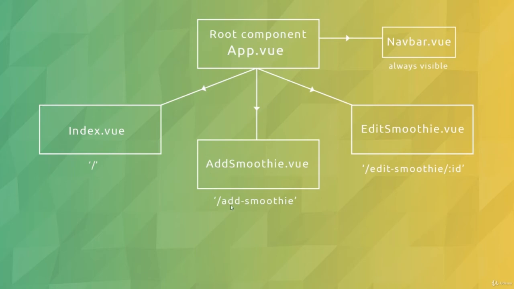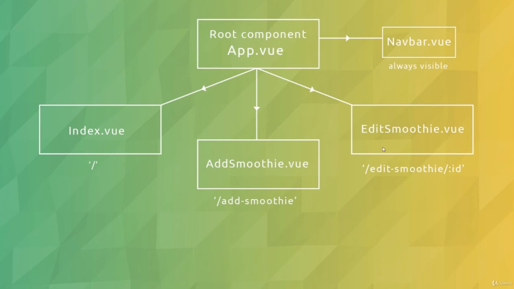The second component will be the add_smoothie.view component, and this will kick in when we go to /add-smoothie. So this will essentially be a form that a user can input the smoothie title, the different ingredients, and click submit. It's going to grab that data, bundle it up, and then send it off to Firestore to create a record in that database.